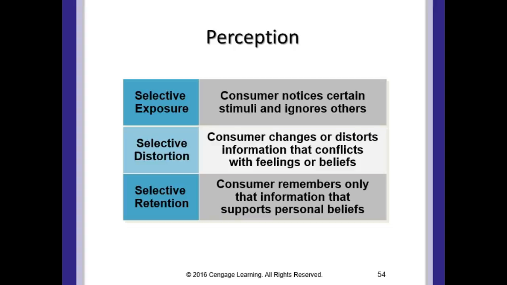Selective distortion is when you can change the information that you are gathering that is in conflict with what you were taught, what you believe to be true, what you feel is right. And then the last one, selective retention, is kind of like selective memory. This is where consumers remember only the information that supports what they believe. Only the stuff that supports them is the stuff that they will remember.